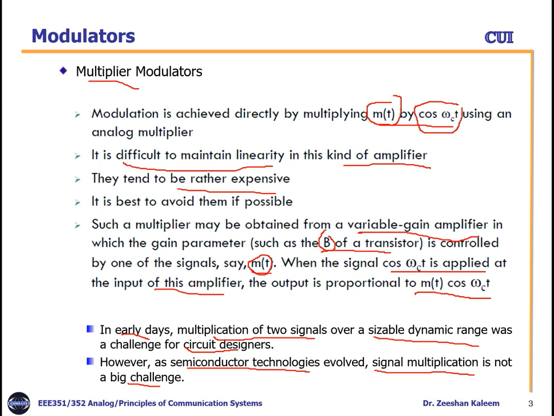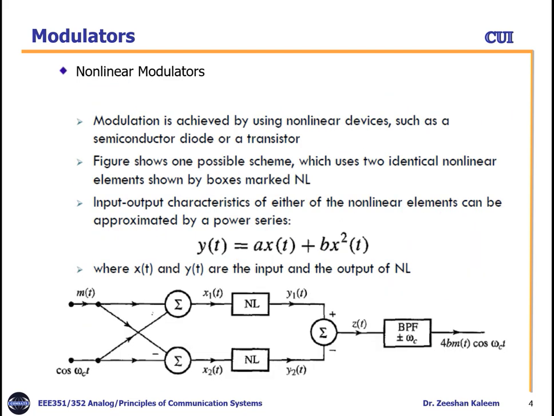Now let's move to the next type of modulators. This next type is the nonlinear modulator. Why is it called nonlinear? Because we have nonlinear functions, or you can say nonlinear elements, here. This is one nonlinear element, this is another nonlinear element. That's why it is called a nonlinear modulator.